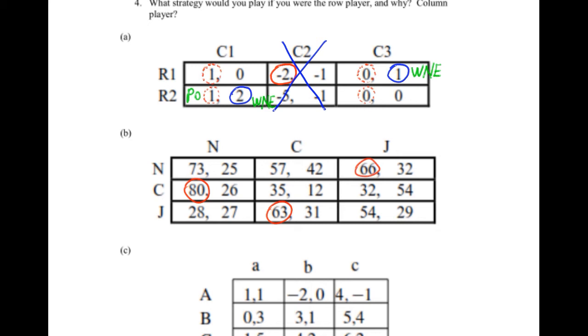Okay, now we can look at the column player, and now we look across and we say if the row player chooses N, which payoff would the column player prefer? In the first case, 25 is worse than 42, 32 is worse than 42, so 42 is best. In the second row, 54 is best. In the third row, 31 is best. Okay, now notice that we have one outcome which is strictly preferred by both players. So that is a strict Nash equilibrium.